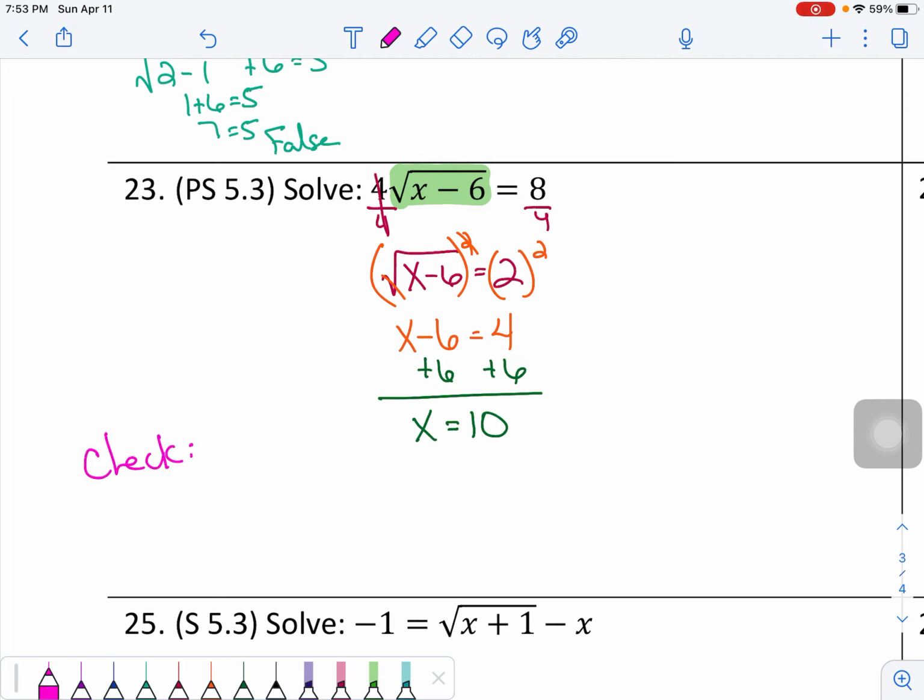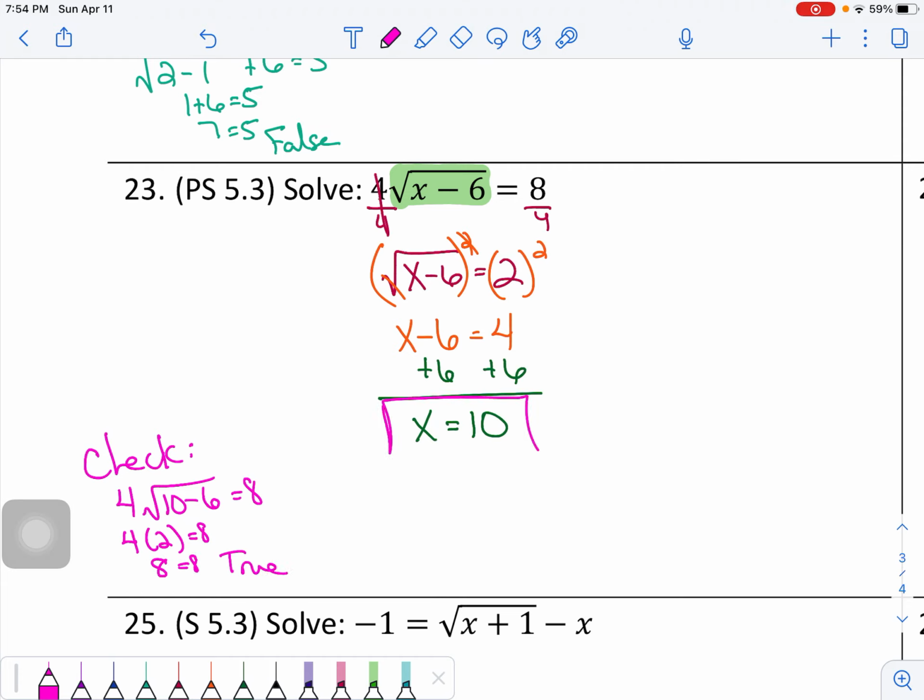So I'm going to check my work, and that again goes back to the original. Don't try and skip steps here. You've got to go back to the original to check. So we're going to have 4 times, let's see, 10 minus 6 is 4, the square root of 4 is 2. So 4 times 2 is 8. Yes, 8 is equal to 8. That is a true statement.